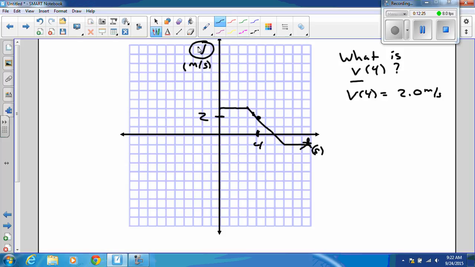Okay. Now, related to this lookup question is the idea of analyzing signs of velocity. I want you to observe that all of the values of velocity here are positive, from 0 all the way out to about 5.8. So we can mark those as positive values of velocity.